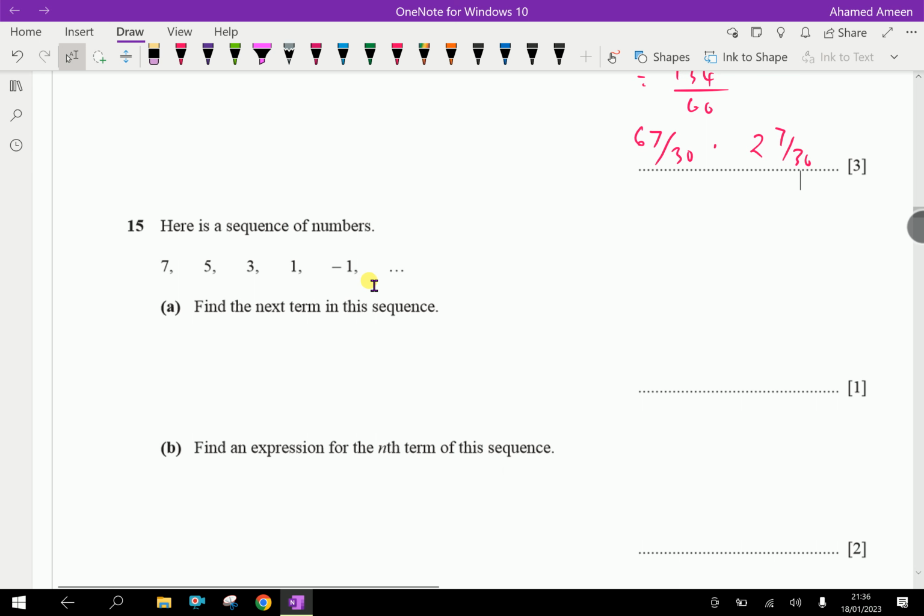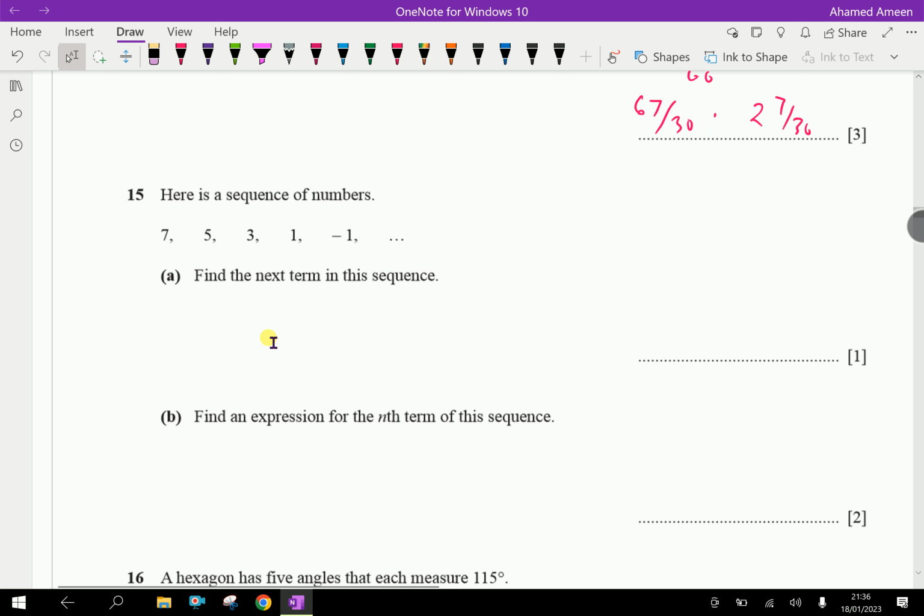Here is a sequence of numbers. Look at here, find the next term. Here 7 and 5 is 2 less, 5 and 3 is 2 less, 3 and 1 is 2 less. So 2 less than 1 is minus 1. Find the next number, which is minus 3.